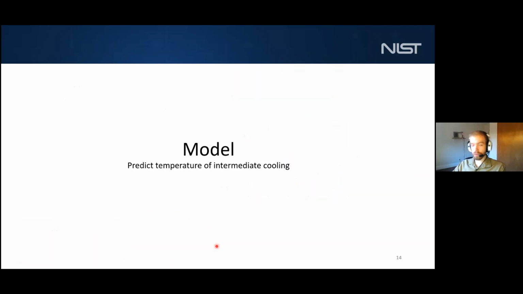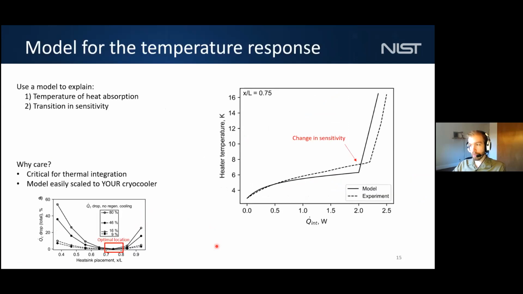Okay, so I have just 2 slides on a model for predicting the temperature of heat absorption. I'll go over this pretty briefly. So what we have here on the right is some data for heater temperature versus intermediate heat. This is something I've showed previously. And what I'm showing here now is the results of our model for predicting this heater temperature. So we've got our data on the dashed line and the model that we've developed in the solid line.